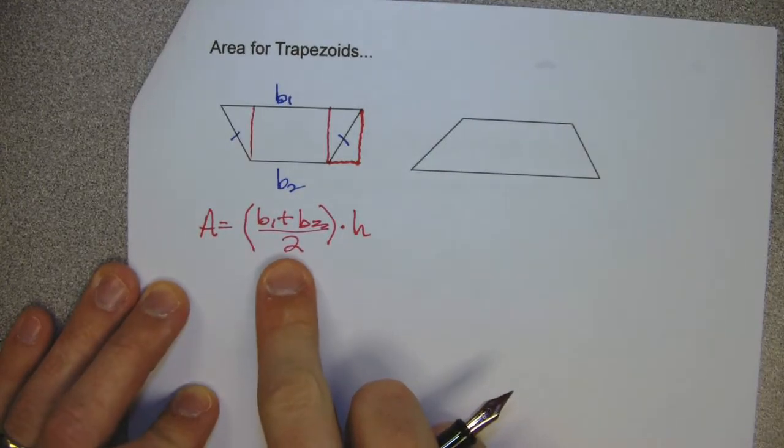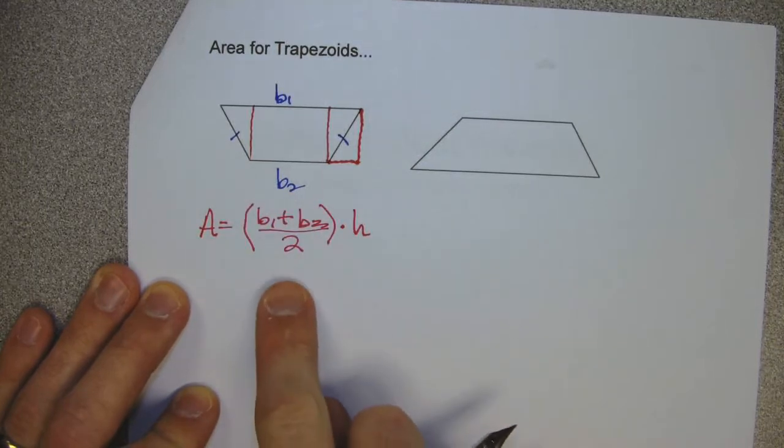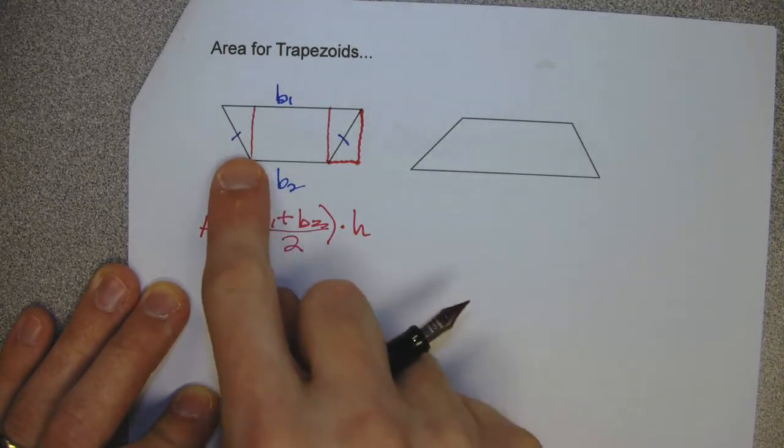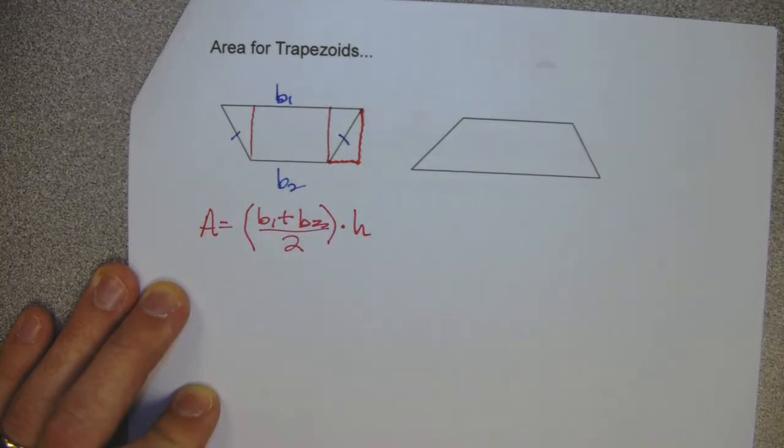Focus on this a moment. Base 1 plus base 2 divided by 2. That's an average, right? That's a mean. I'm finding the average length of the base. And notice what we've done.